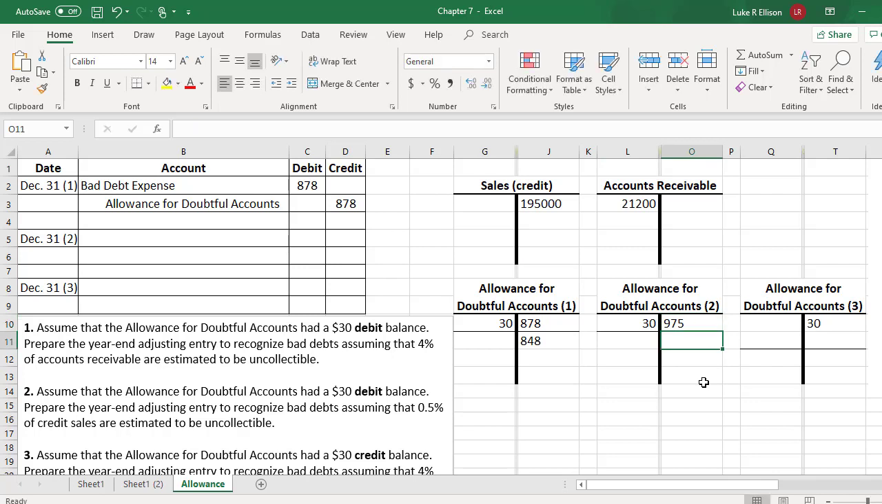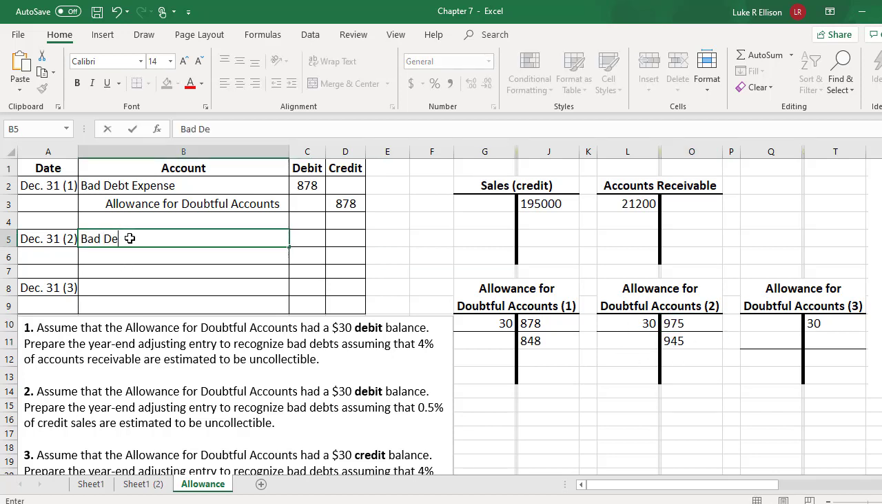It's not the balance of the allowance for doubtful accounts, it's how much it's increasing by when we do percentage of sales. So if you wanted to, you could also calculate the balance here. That would be 975 minus 30, which would be 945. Now we don't particularly need this number here, but I thought I would just calculate it since we are doing the T accounts. The number we really need is the $975.